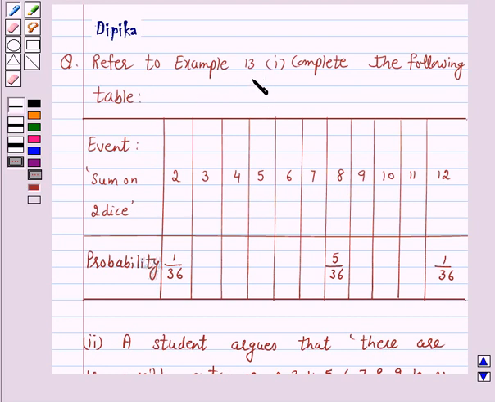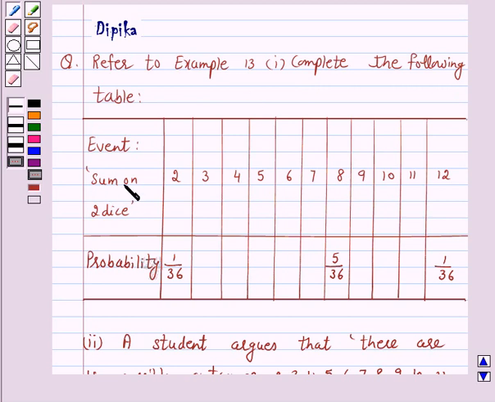Let's discuss a question which says, refer to example 13. Example 13 says, two dice, one blue and one gray, are thrown at the same time. Write down all the possible outcomes. What is the probability that the sum of the two numbers appearing on the top of the dice is number 1, 8, number 2, 13, and number 3, less than or equal to 12. Then complete the following table.